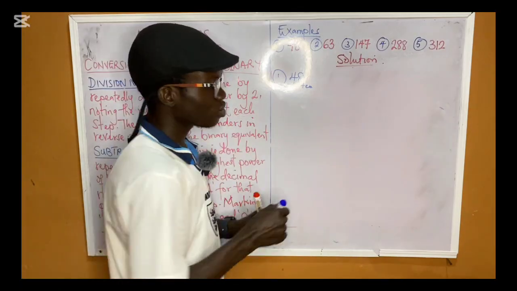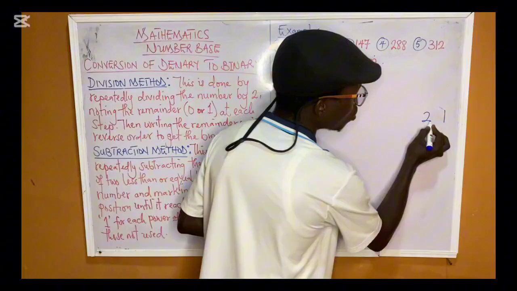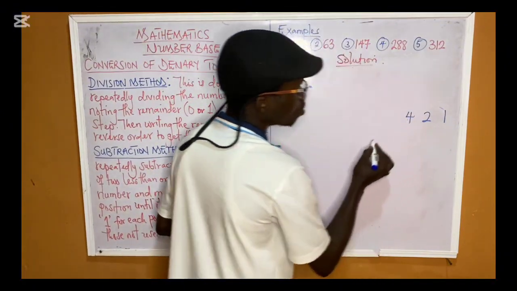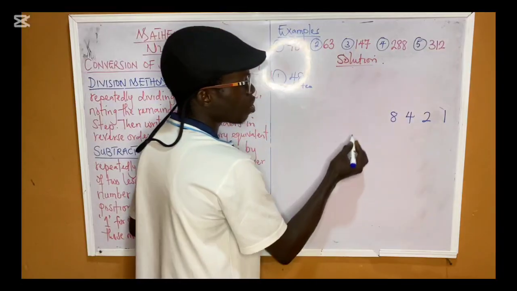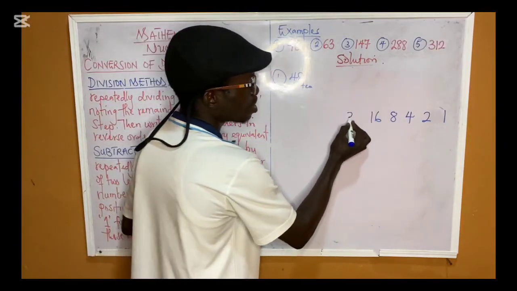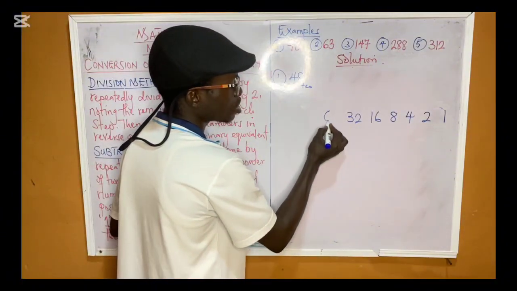2 raised to the power of 0, that will give us 1. 2 raised to the power of 1, that is 2. 2 raised to the power of 2, that is 4. 2 raised to the power of 3, that is 8. 2 raised to the power of 4, that is 16. 2 raised to the power of 5, 32. 2 raised to the power of 6, that is 64.